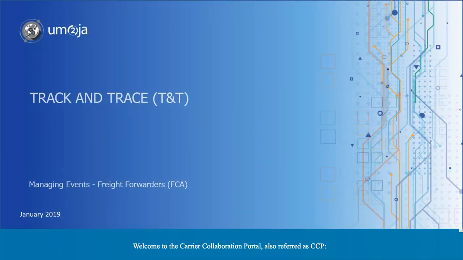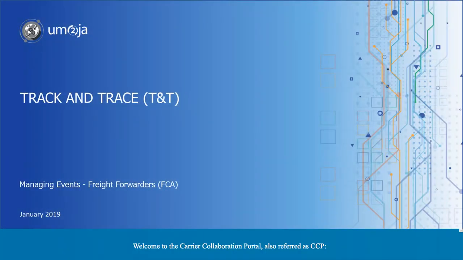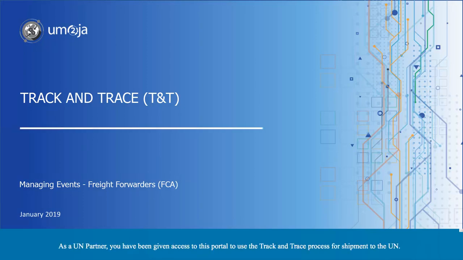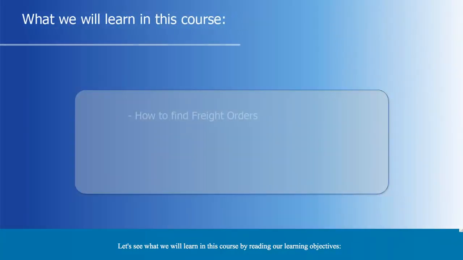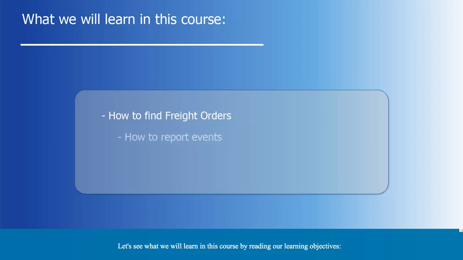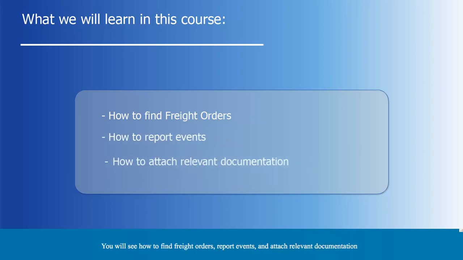Welcome to the Carrier Collaboration Portal, also referred to as CCP. As a UN partner, you have been given access to this portal to use the track and trace process for shipment to the UN. Let's see what we will learn in this course by reading our learning objectives. You will see how to find freight orders, report events, and attach relevant documentation.